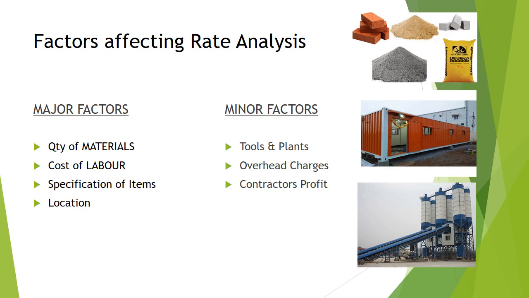Minor factors. Minor factors include the tools and plants, whether we need to buy them or use the existing ones. Overhead charges. Overhead charges include the site office expenses, supervision cost, rents, taxes, etc. Contractor profit. Contractor profit may vary. It is generally considered at 10%.